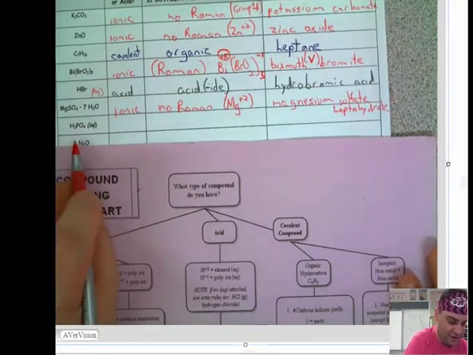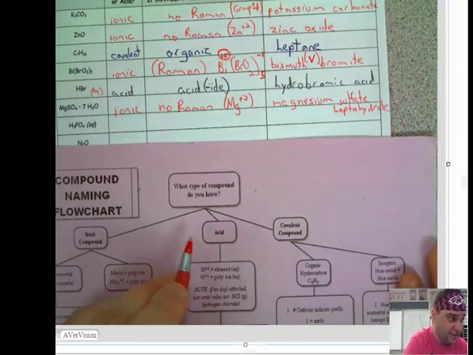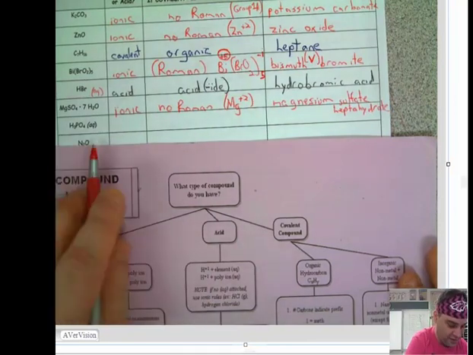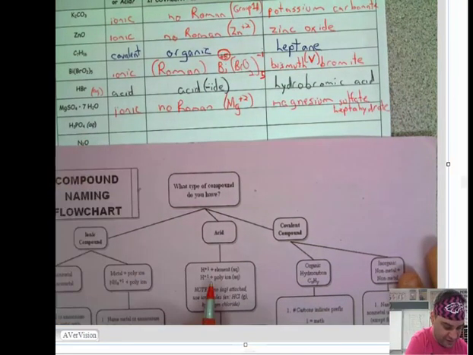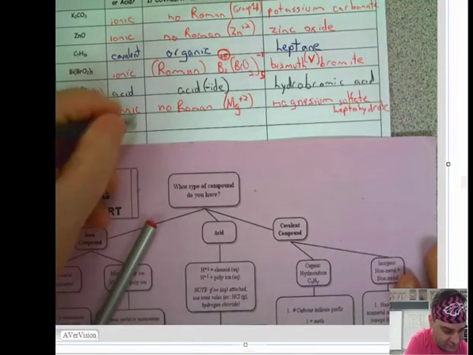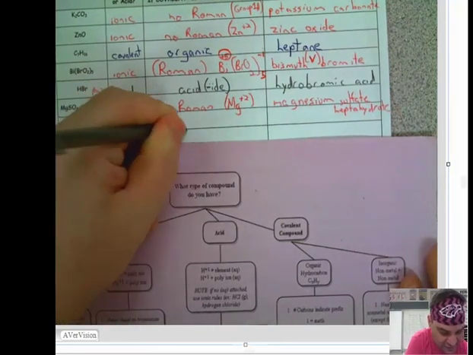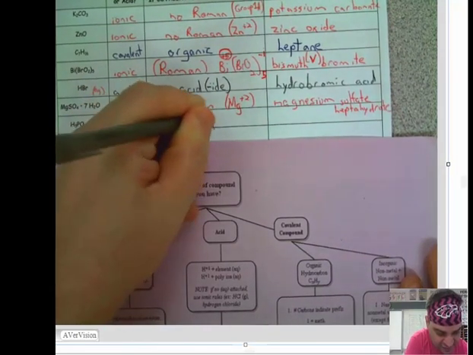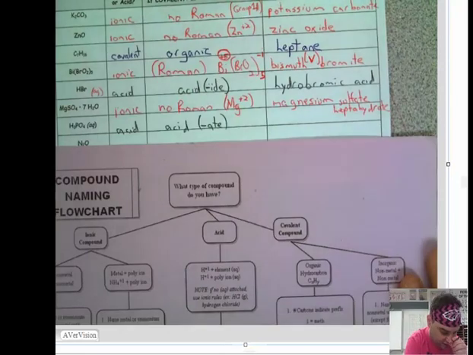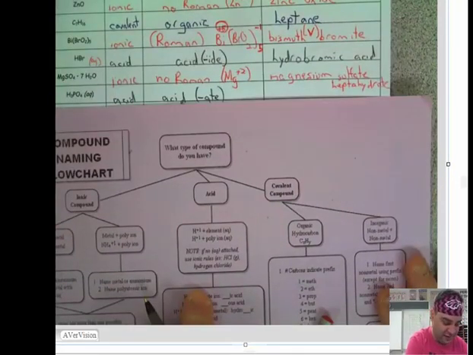H3PO4. Oh, this starts with H. I must have an acid. So I'm in the acid here. PO4 is a polyatomic ion, so I've got to use the poly rules. So this is an acid that ends in -ate, because PO4 is phosphate. And then -ate goes to -ic.